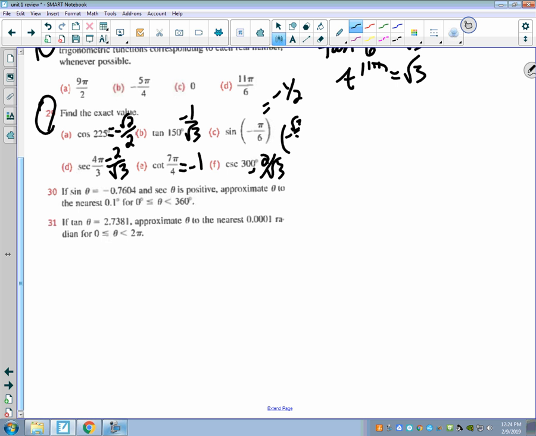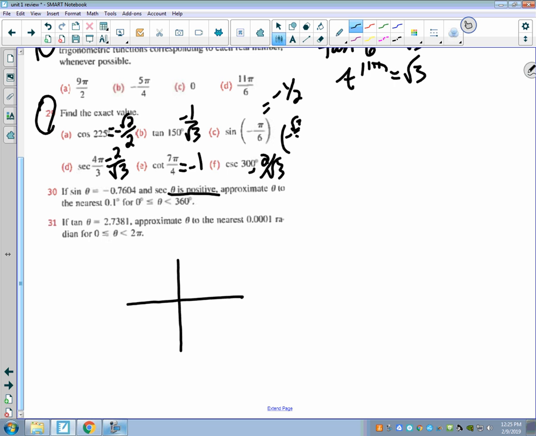Wednesday's part of the test. This is where you have to use your calculator. So this one says if sine is negative and secant is positive, so this one's telling you that there's only one place. What quadrant is sine negative but secant is positive is in quadrant 4.